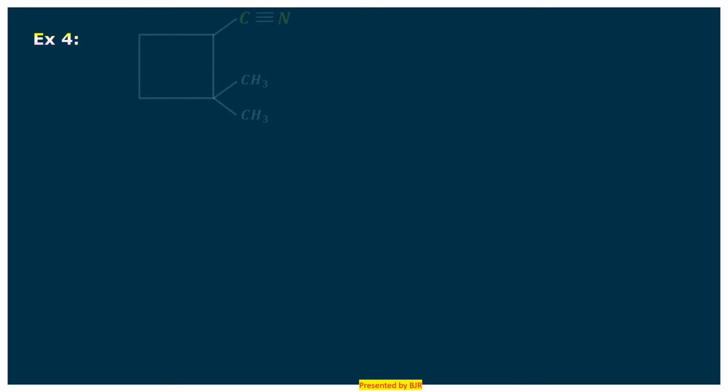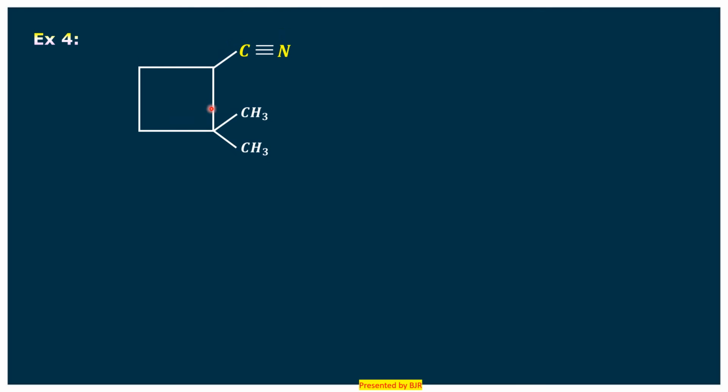Next example 4. See here. In this alicyclic compound, the C triple bond N, one carbon terminating functional group is there. Okay, and 2 methyl groups have been attached here. So this is the functional group, we have to start the numbering from here and give the numbering in clockwise direction.